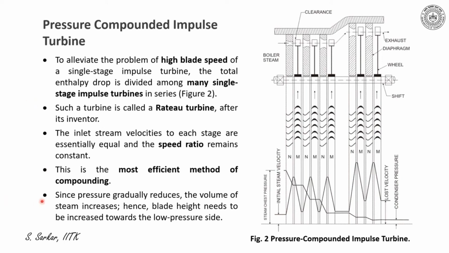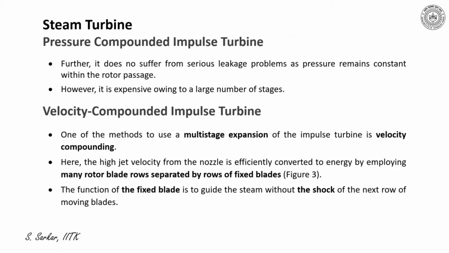Furthermore, one should note that pressure gradually decreases here and thereby the volume of steam increases, and hence blade height needs to increase towards the low pressure side of the turbine. Further, pressure compounded impulse turbine does not suffer from serious leakage problem as the pressure remains constant within the rotor passage. However, it is expensive due to the combination of a large number of stages.